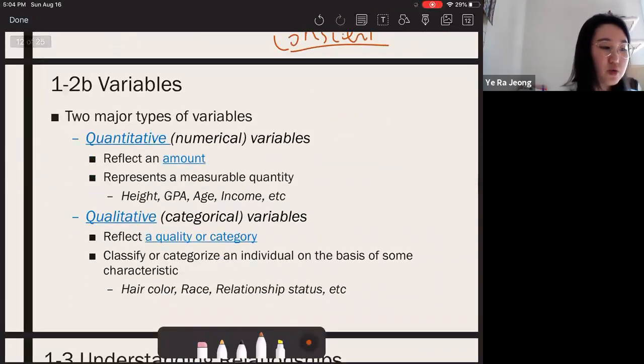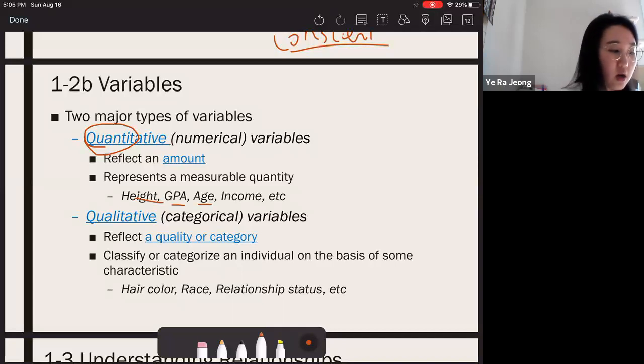And there are two major types of variables. It can either be quantitative or qualitative. When the variable is quantitative, you see the word quant here, it means quantity. So it reflects an amount, a measurable quantity. It can be represented in numbers, whether it's height, GPA, age, income, and so on.